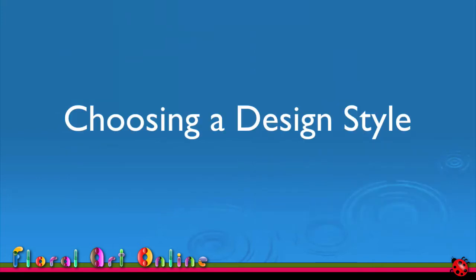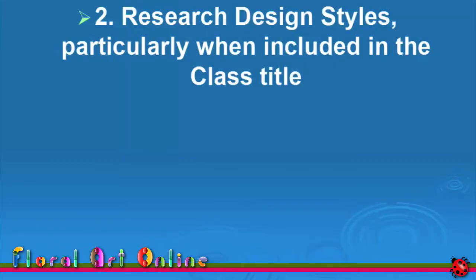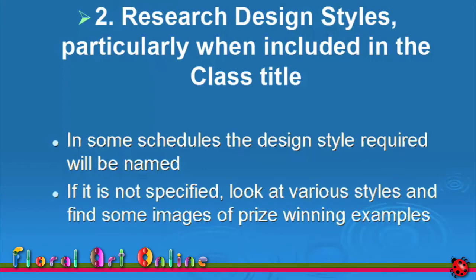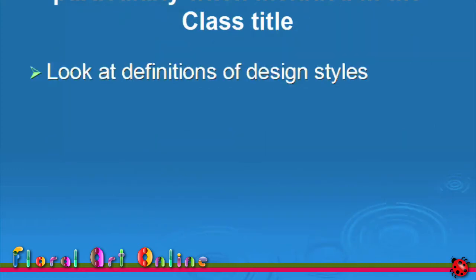Let's move on then to design styles. In some schedules, the design style required will be named. If it's not specified, think about the various styles and find some images of prize-winning examples of those styles. These design styles will be defined in the Judging Handbooks, the same document we went looking for in Step 1. Look at the definitions of the design styles and choose one that supports the class title.